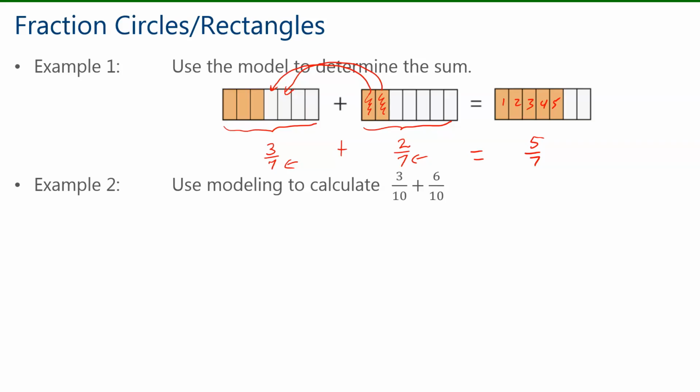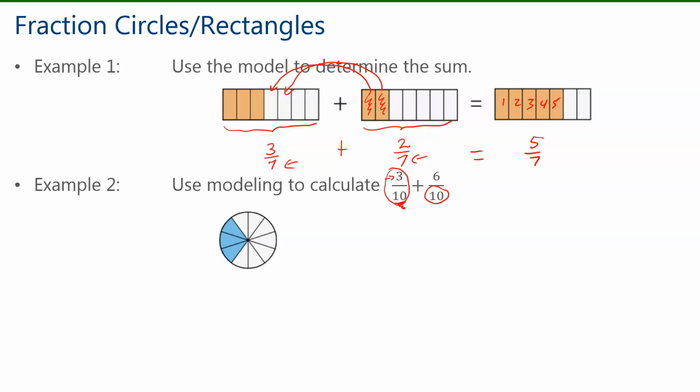In our second example, we're given an addition calculation, and we're going to set up a model to help us figure out the sum. So if I look at the first fraction here, I see that my denominator is 10. So that means the whole that I choose, which in this case is going to be a circle, has to be divided into 10 equal sections, and I will shade 3 of them. There we have it, 3/10.